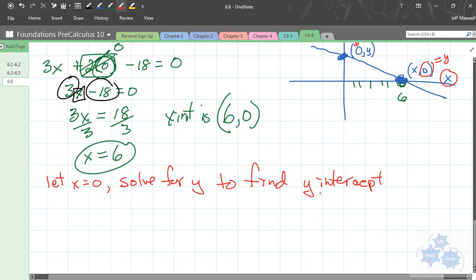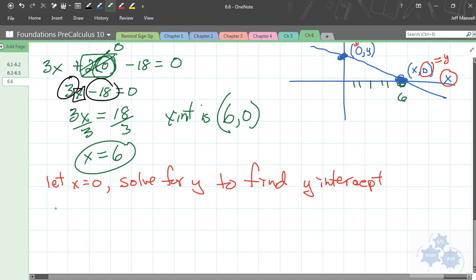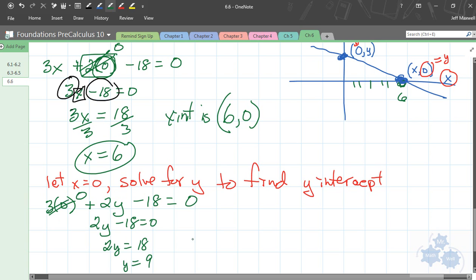So if you're finding y, let x equal 0. Always the opposite one. If you're finding the x-intercept, let y equal 0. And then that looks like this. 3 times 0, now plus 2y minus 18. And as we quickly finish that off, we solve for y equals 9, so the y-intercept is the point (0, 9).